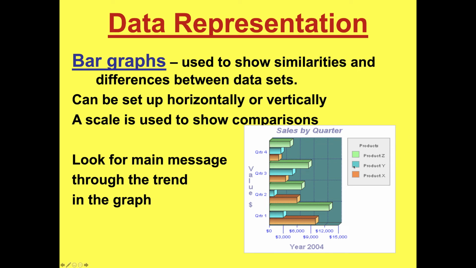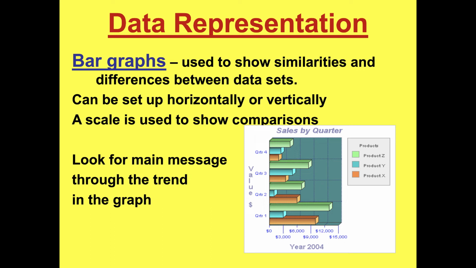So you have three products: X, which is represented by the orange bar, Y, which is represented by this color bar, and Z, which is represented by this bar. And here you have the quarters: first quarter, second quarter, third quarter, fourth quarter. These are sales, and the sales are measured in 3, 6, 8, 9, 12, 15 thousands of dollars. Now, there are a few things you can see.